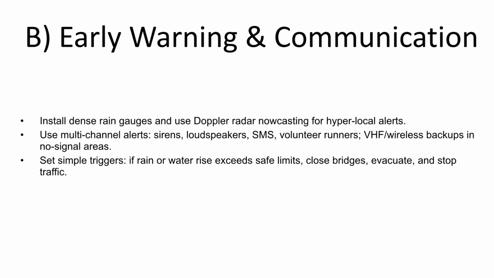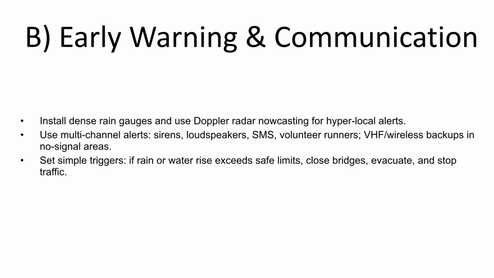Next is early warning and communication. Although it's not possible to predict the timing of cloudbursts, we can deploy dense gauges and radar nowcasting, with more automatic rain gauges in small side valleys, using Doppler radar nowcasts to push hyperlocal alerts. A 30 to 90 minute lead is often enough to clear a floodway. There should be multi-channel alerts: sirens plus loudspeakers plus cell broadcast SMSs plus volunteer runners. Plan for no single point of failure, a known issue in Dharali. Keep wireless backups at village chowks and pilgrim camps.